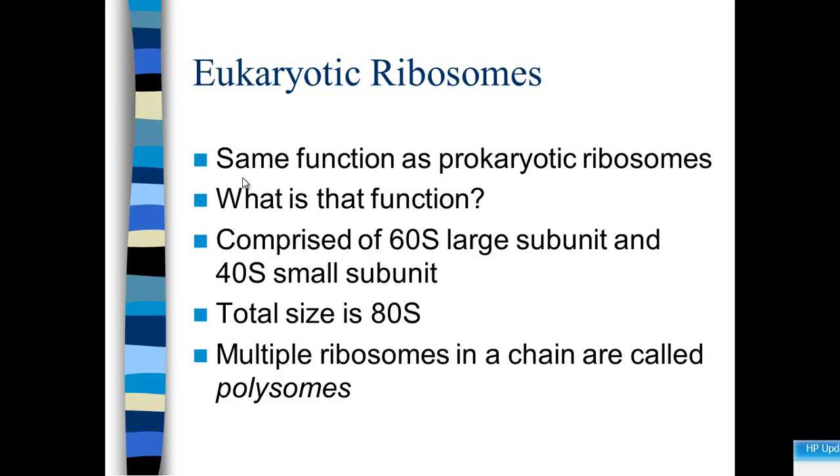Okay. Multiple ribosomes will act on the same piece of RNA and translate it into multiple proteins. And when you have multiple ribosomes in a chain on a single strand of RNA, they're called polysomes.